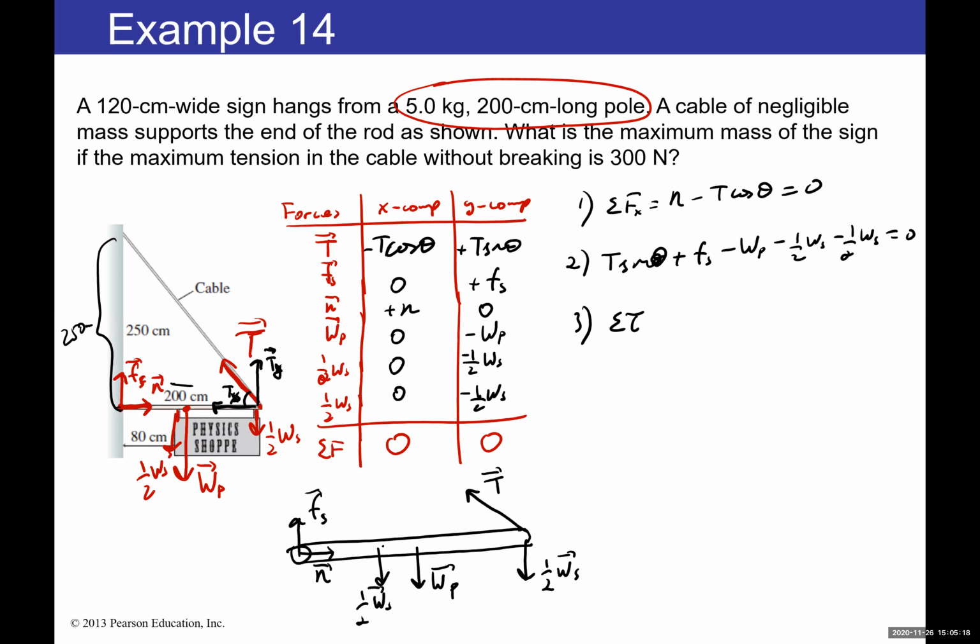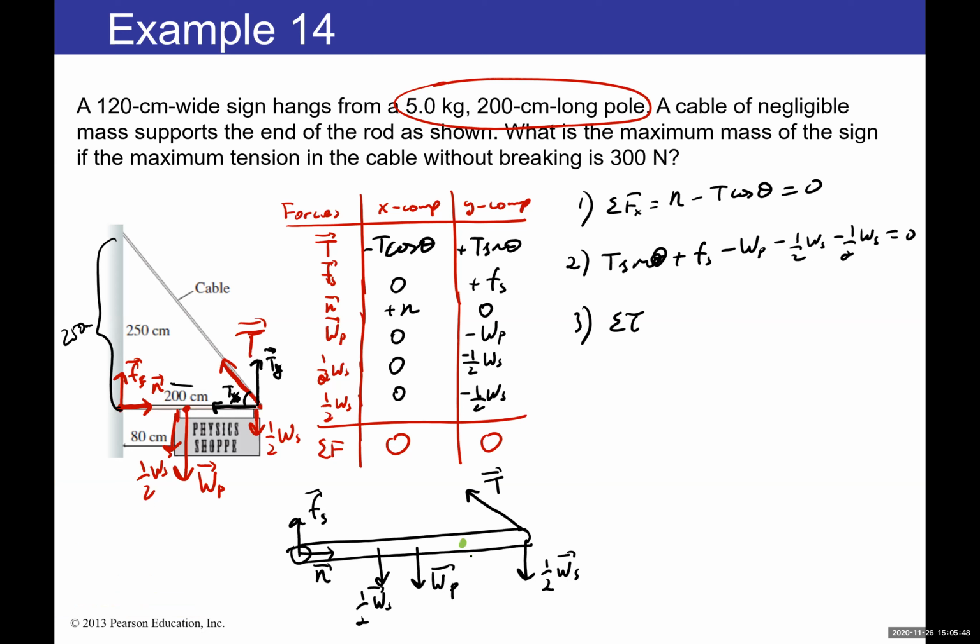Now, in order for me to get the net torque, first I need to know what is the axis of rotation? What is the pivot point? And here's the interesting part. Because your system is in static equilibrium, there is no pivot point. It's not rotating. So there is no true axis of rotation. So what do we do? Well, we are free to choose any point we want to be our axis of rotation.